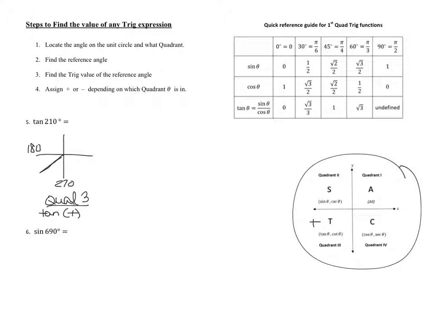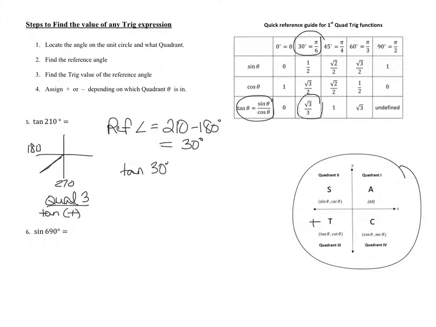Okay, so now we do have to find the reference angle. It's not quite as easy to see, but we know if it lies in quadrant 3, then for our reference angle, we can just take the angle, which is 210, subtract off 180 degrees, and whatever's left over, which in this case is 30 degrees, that's our reference angle. Okay, so 30 degrees. So the tangent of 30 degrees, if we look at our chart up here, 30 degrees is pi over 6 right here. And the tangent gives us square root of 3 over 3. So the tangent of 30 degrees is square root of 3 over 3.